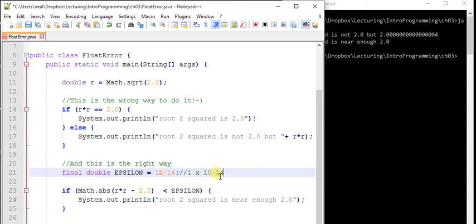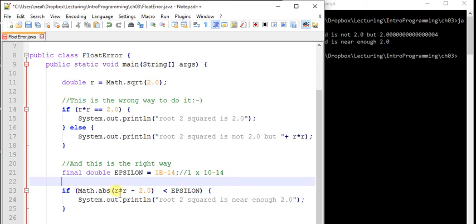Rather than having this x10 in here, we just put the letter capital E as a way of writing that. Now our test is slightly more complicated. What we're basically going to say is I want to check that r times r is close enough to 2 that the difference is less than this value here.